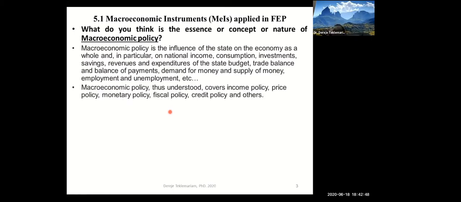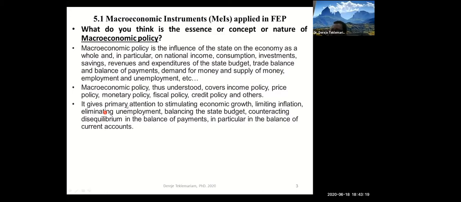Therefore, the macroeconomic policy, as you know, differs from other subjects. It covers income policy, price policy, fiscal policy, monetary policy, credit policy, and many other policies in this regard. But these are the major ones, the 6 or 7 major pillars of macroeconomic policy. Macroeconomic policy normally provides serious attention towards the stimulation of economic growth. One of the focuses of macroeconomic policy is the stimulation of economic growth through the aggregate effects of government intervention on these particular matters.